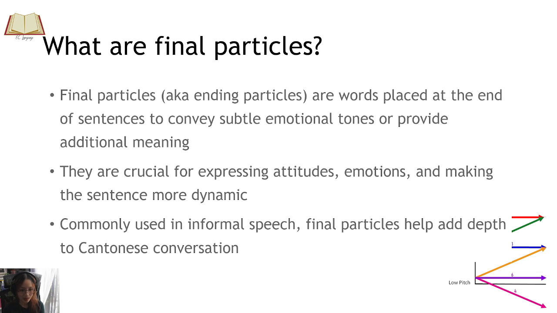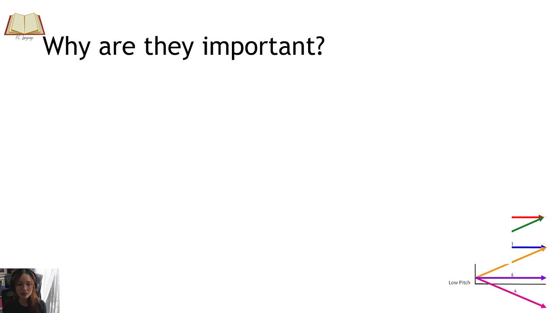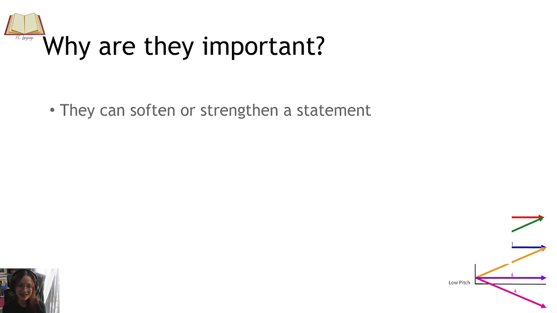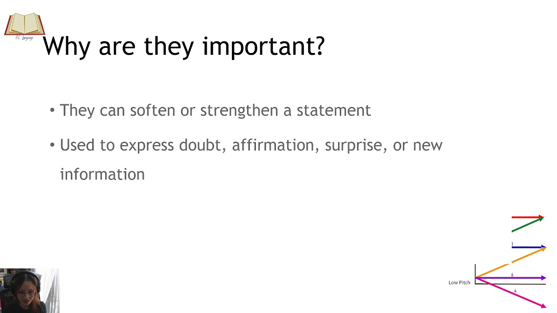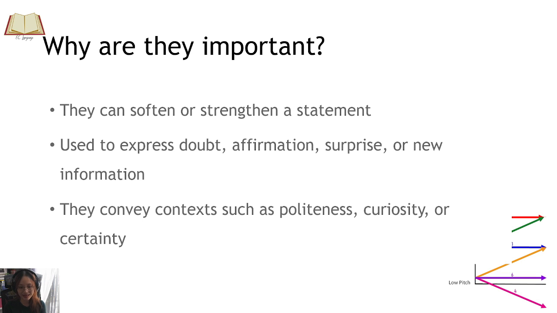For anyone who is learning or has learned Mandarin, you will find that these exist in Mandarin as well, but to a lesser extent. This means that there are fewer commonly used final particles and they are less nuanced. We now know that these particles are important, but why? Firstly, we can use these to soften or strengthen a statement by making it less assertive or adding more emphasis. We can use final particles to express nuances like doubt, affirmation, surprise, or even new information, without changing any of the words used in the statement. They can also help us convey contexts like politeness, curiosity, or even certainty.